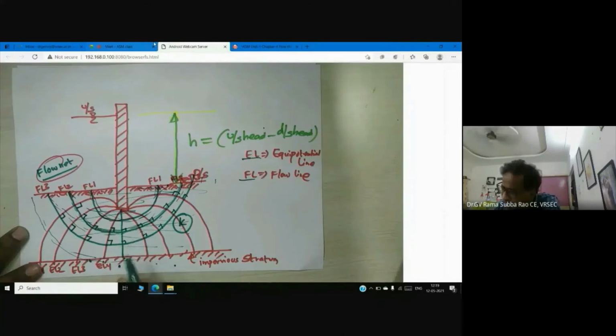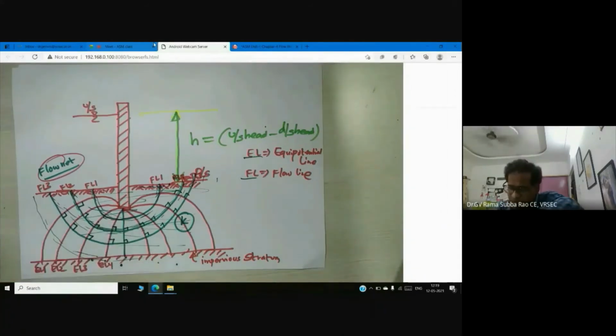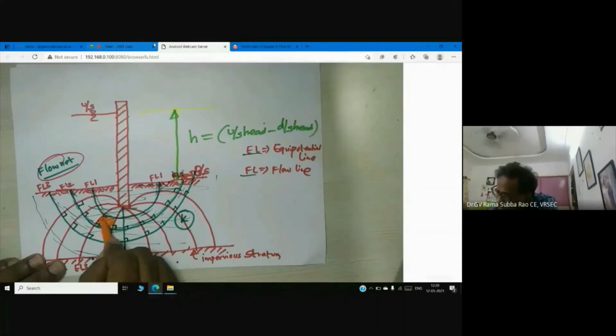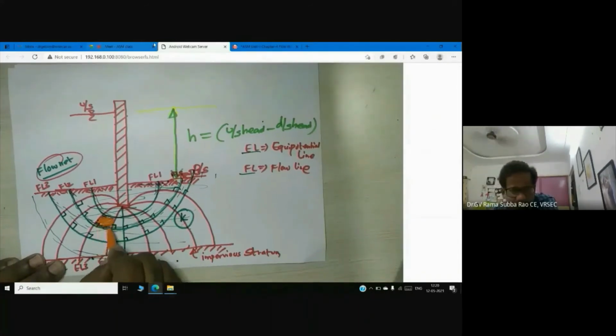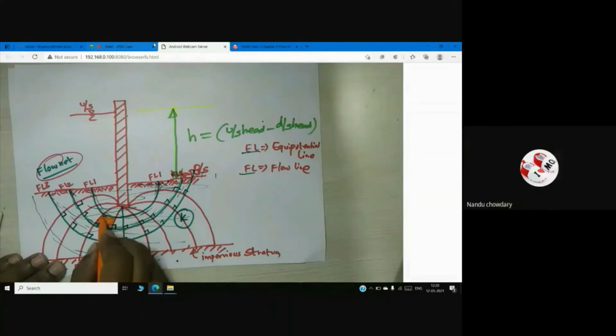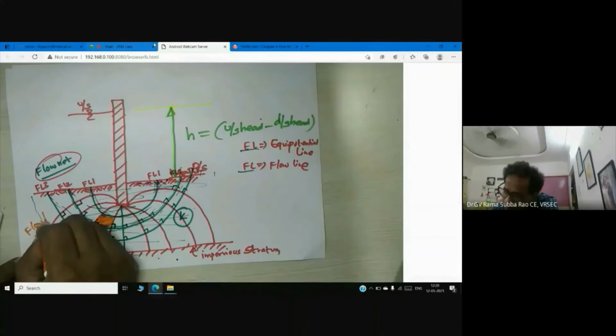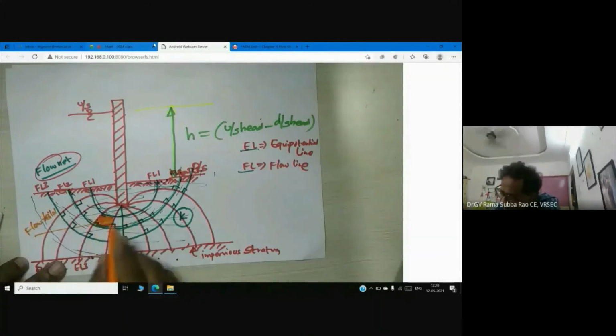That's one more point. If you observe each flow field, someone can ask me, sir, show me the flow field. I am ready to show. Here you see, this is a flow field. The space between two consecutive flow lines and equipotential lines is called a flow field.